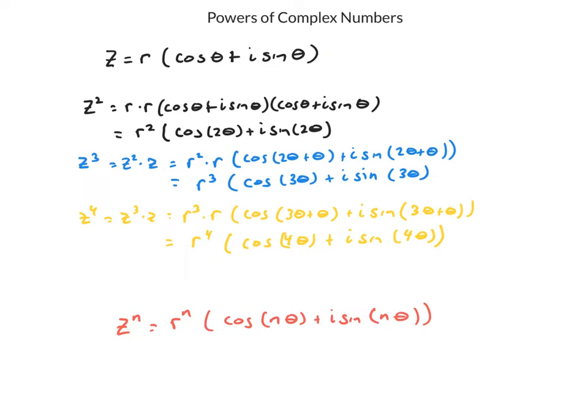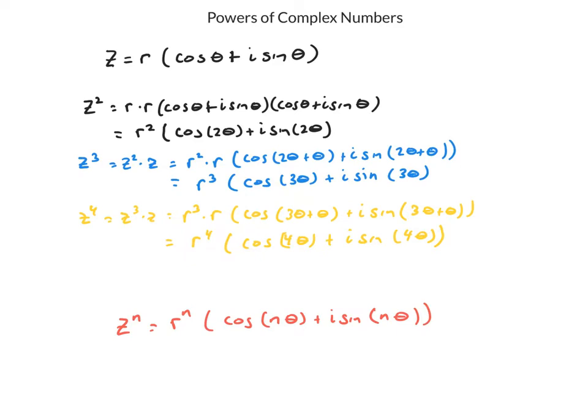Now, when we deal with the cube of the complex number, that is going to be z squared times z. Well, we know that when we multiply two complex numbers, it's going to be the product of their magnitudes. So the magnitude of z squared is r squared. The magnitude of z is r, times the cosine of the sum of their arguments. So I have 2 theta plus theta, plus i sine of 2 theta plus theta.